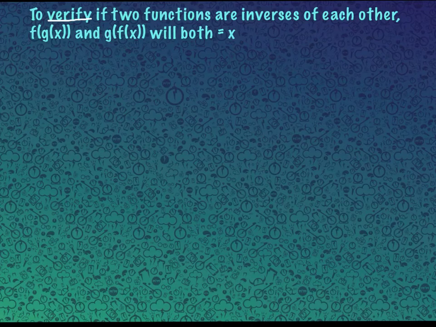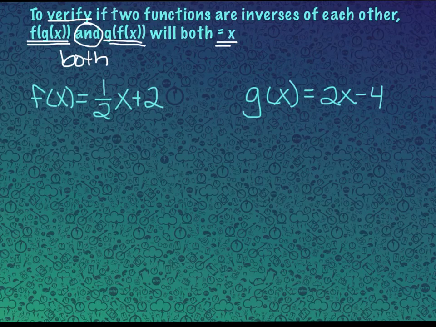You're going to plug one into the other, f of g of x, and then plug in g of f of x. You have to do both. And both of those will equal x. And if that's true, then it's true that they are inverses of each other. So let's verify that f of x equals 1/2 x plus 2 and g of x equals 2x minus 4 are inverses of each other.